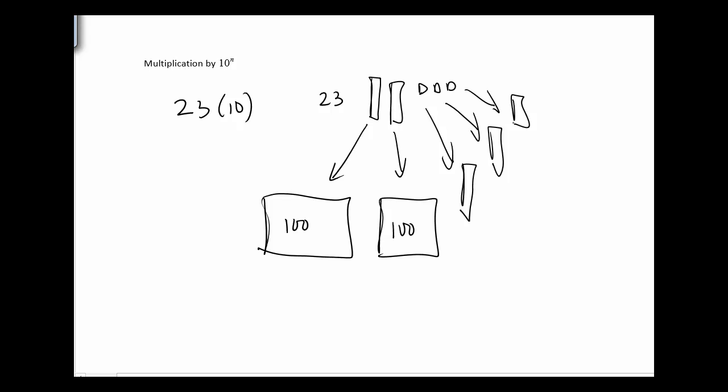So what do I have here? Sorry, 100, 100, and 10, 10, and 10. I have 230 units. So I can concretely see what's happening there. Okay, so with 2-digit factors, let me give us something we can work with here. So let's go 23 times 14.